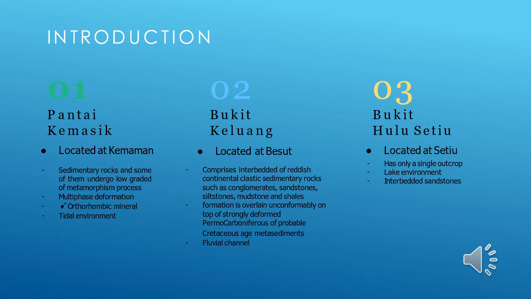The second location, Bukit Keluang Formation, is located in Besut. It comprises interbedded reddish continental clastic sedimentary rocks such as conglomerate, sandstone, siltstone, mudstone, and shales. The depositional environment for this formation is fluvial channel. The third location is Hulu Setiu. It has only a single outcrop and is comprised of interbedded sandstone and shale deposited in a lake environment.